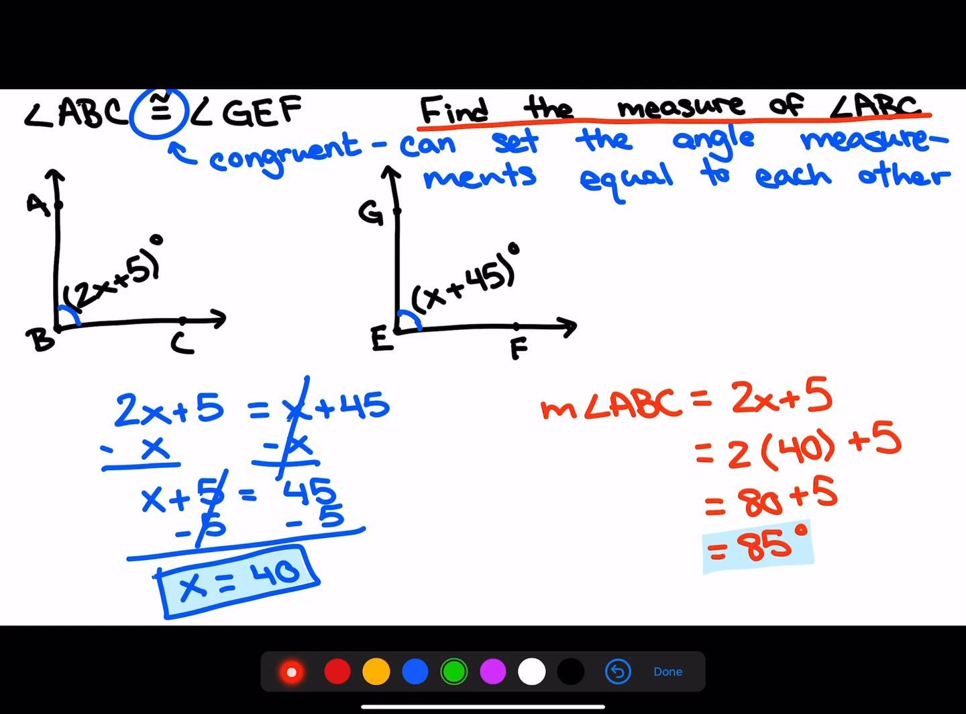Now, if I plug that 40 in for our other angle, I should get the same answer. So 40 plus 45 will give me 85 degrees as well. So again, it doesn't matter which one you plugged it back into because they're congruent, so you should get the same answer regardless.